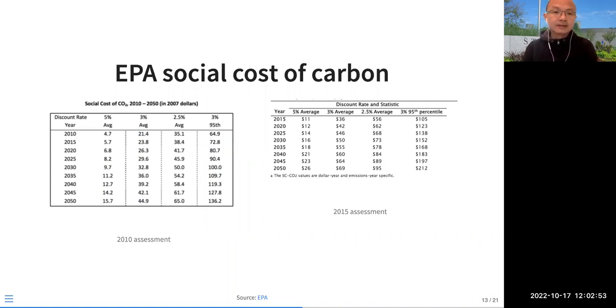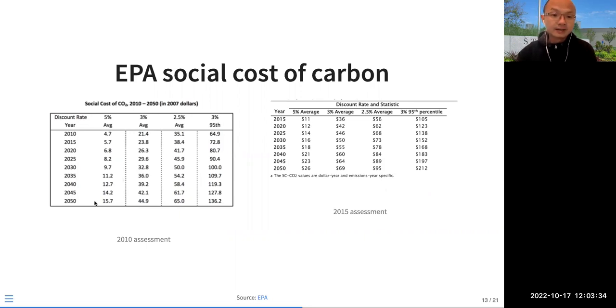As you can see here, if we use a 3% average discount rate, by 2030 it's roughly $30 per ton of carbon dioxide. And the 2050 number raised that to about 50 using the 3% average. For sure, as we discussed, the discount rate will impact the results. The higher the discount rate, the lower the social cost of carbon would be. But 30 and 50 is roughly the scale of the 2030 number.